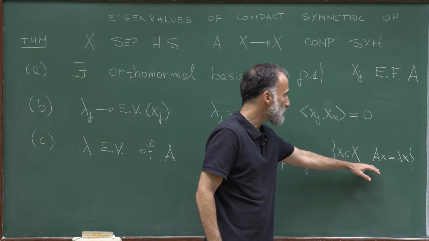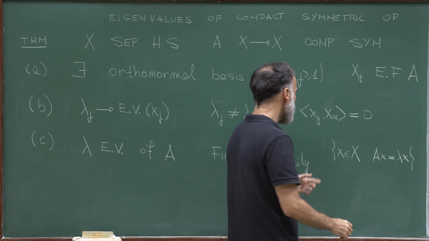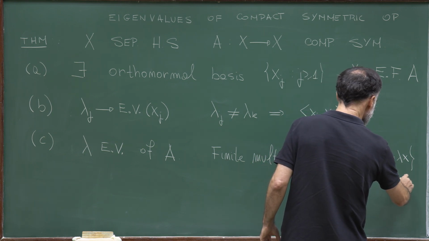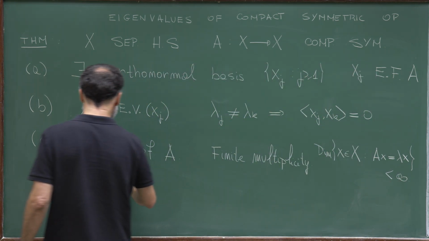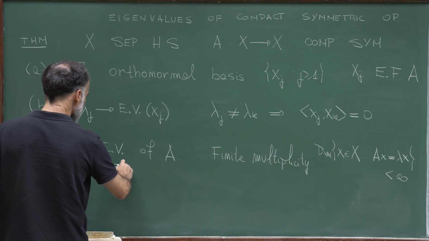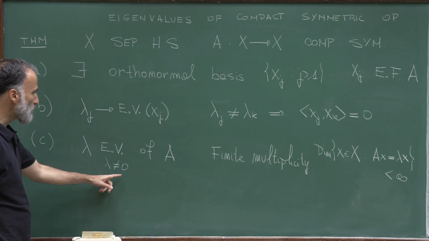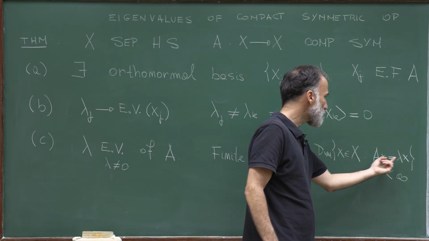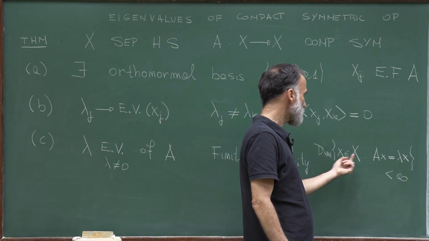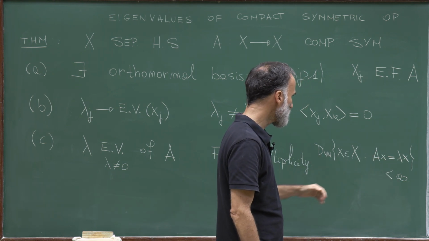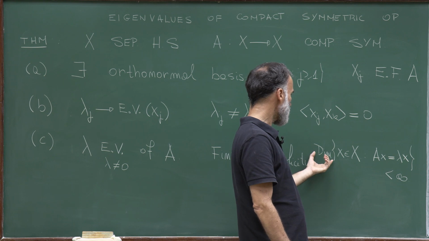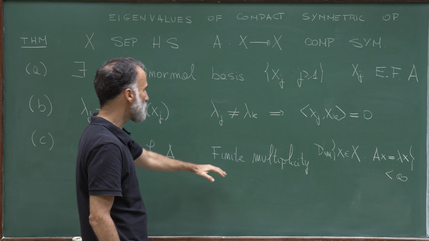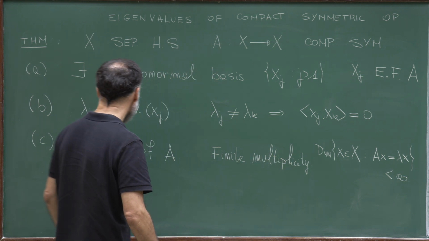This is a linear subspace of X. What I claim is that the dimension of this space is finite if lambda is different from 0. So take an eigenvalue of A which is different from 0. Consider the space of eigenfunctions associated to lambda, so all solutions to this equation. This is a linear subspace. What I'm saying is that the dimension of this linear subspace is finite. This is what finite multiplicity means.